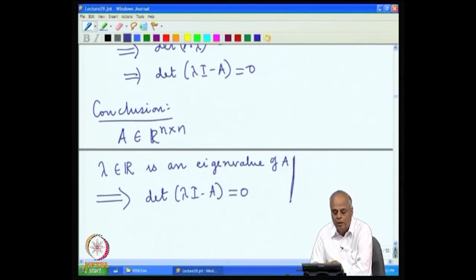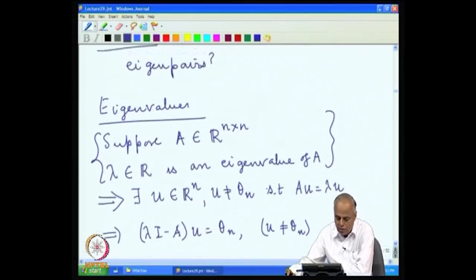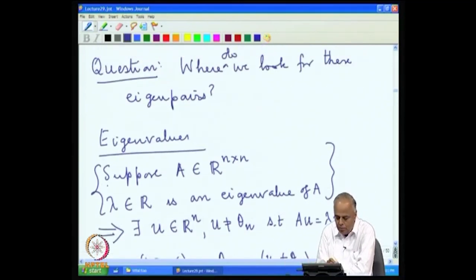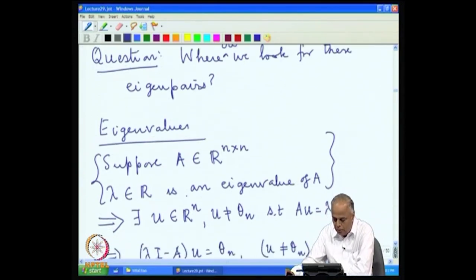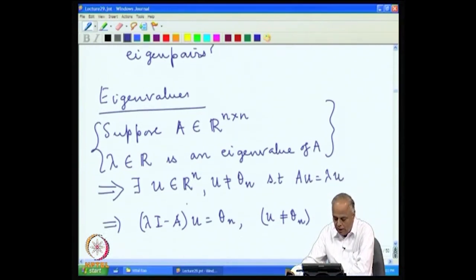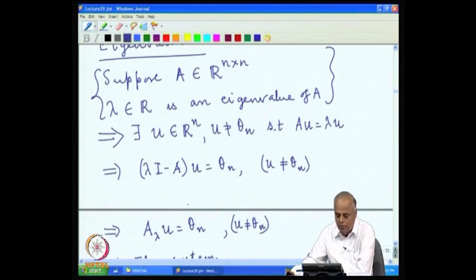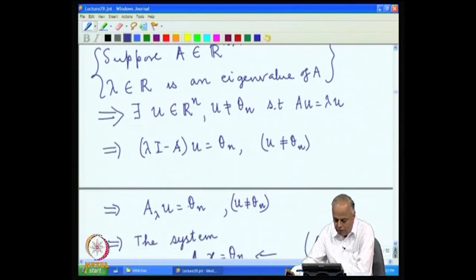This is our conclusion of the above discussion. Let us go through this argument again. We said that suppose A is an n by n matrix, then if lambda is an eigenvalue, there is a u such that u is not 0 and A u is lambda u. This implies lambda I minus A times u equal to theta n. This implies A lambda u equal to theta n, where A lambda was the matrix lambda I minus A.